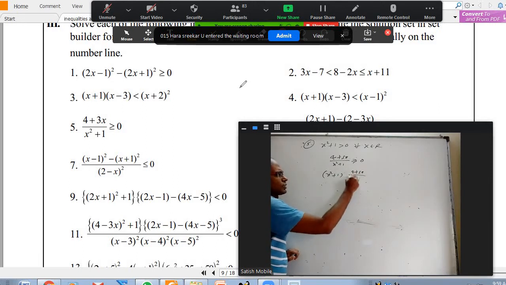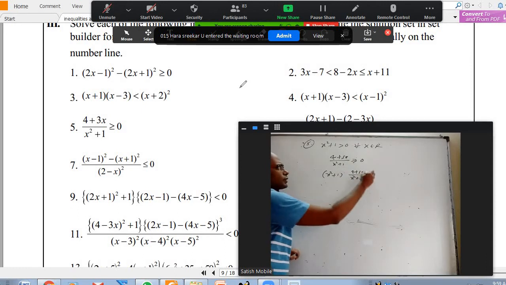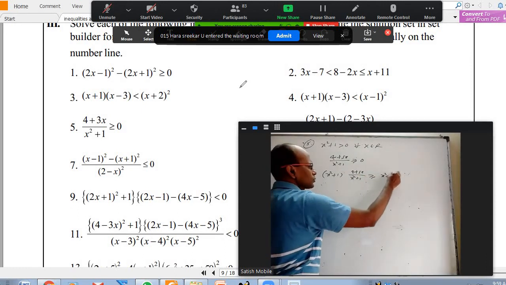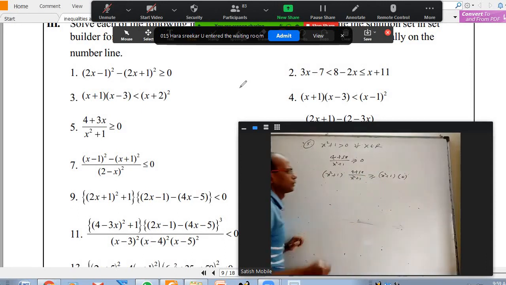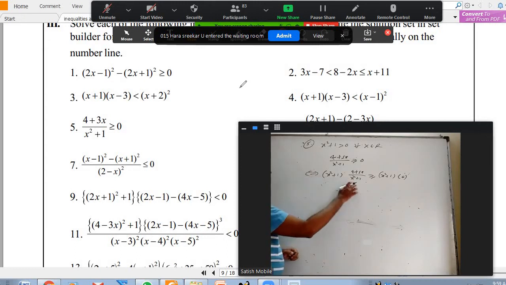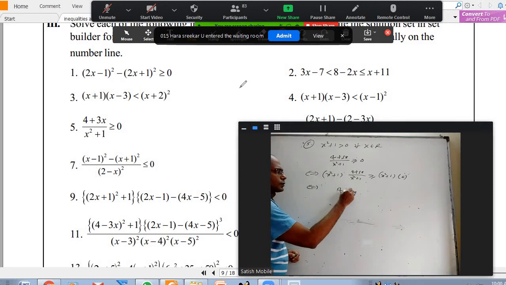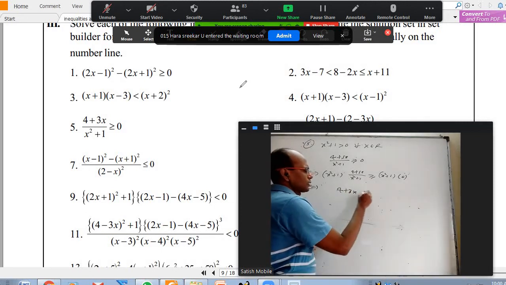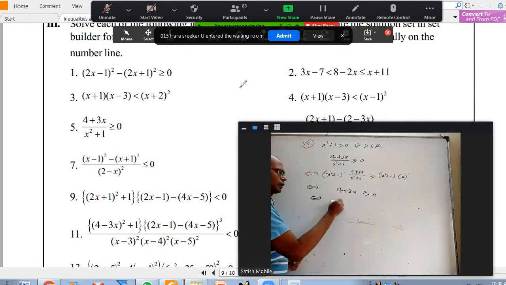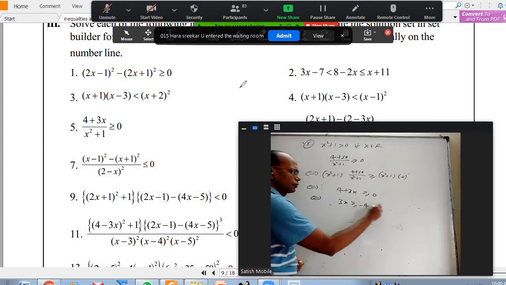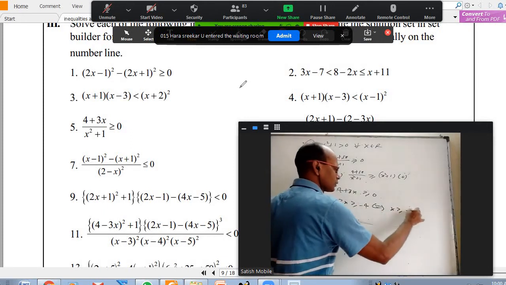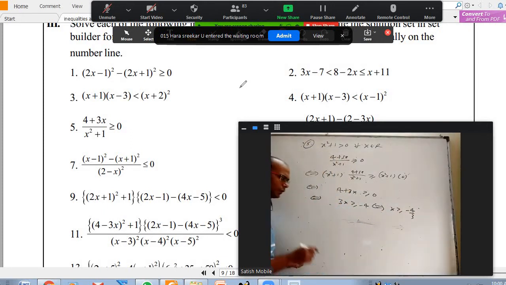Inequality will not change because it is positive, already we declared here. So it is x square plus 1 into 0. Okay, now this and this one we cancelled. We will get 4 plus 3x is greater than or equal to 0, and 3x is greater than or equal to minus 4, and x is greater than or equal to minus 4 by 3.